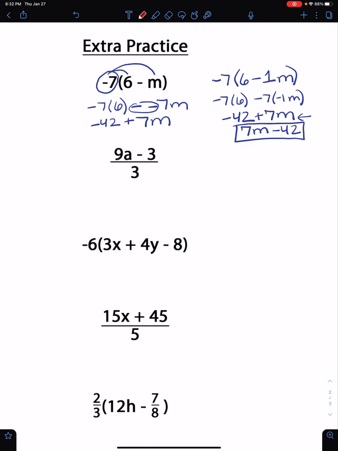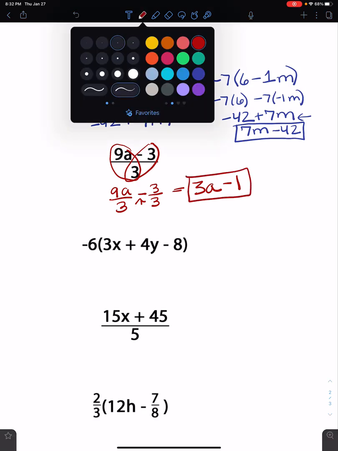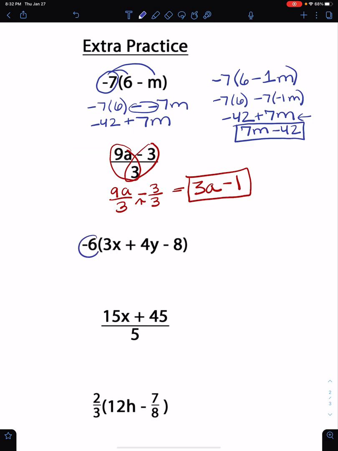For this next example, I'm going to divide both of the terms in the numerator by the 3 in the denominator. So I have 9a over 3 and negative 3 over 3. 9 divided by 3 is 3, so I have 3a. 3 divided by 3 is 1. And then I'm just going to keep that subtraction or that negative there. Beautiful.